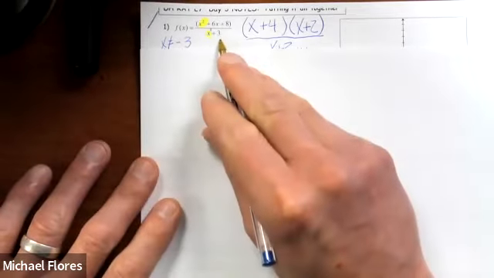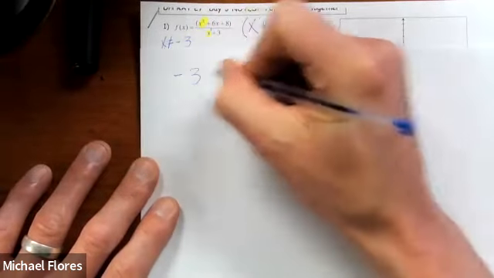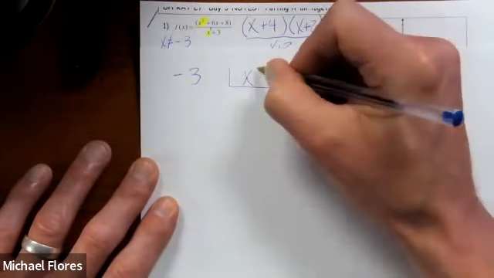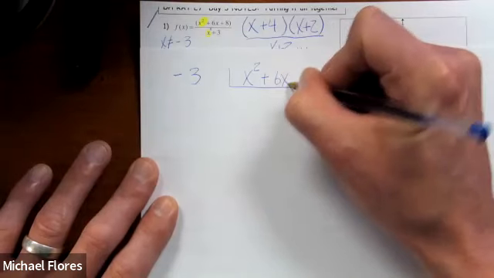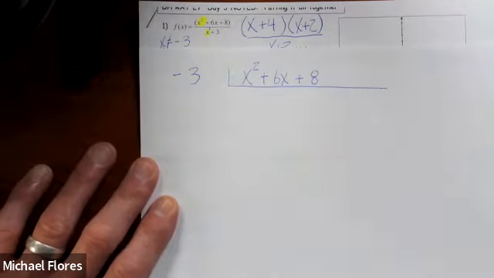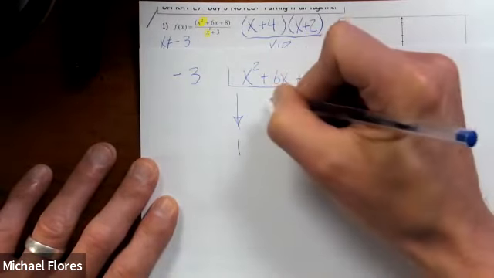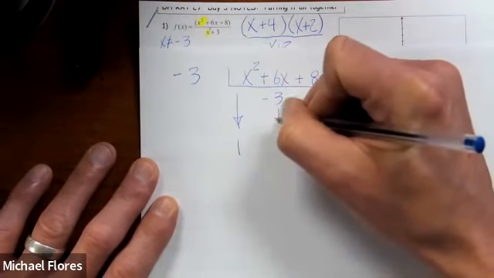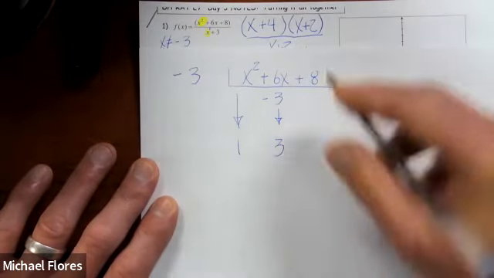So take x plus 3, set it equal to 0, and solve. That would give you -3. Now we are going to use synthetic division. Let's take the top portion of this fraction, x squared plus 6x plus 8. And now let's do our synthetic division. Bring down the first coefficient. Now multiply. -3 times 1 is -3. Now combine. 6 minus 3 is 3. And -3 times 3 is -9.